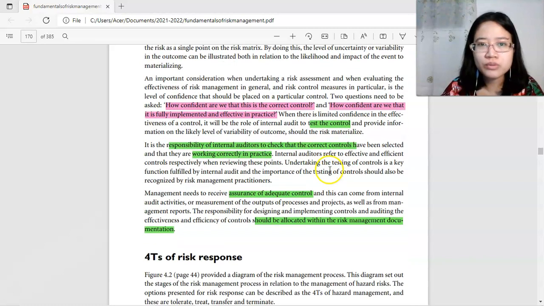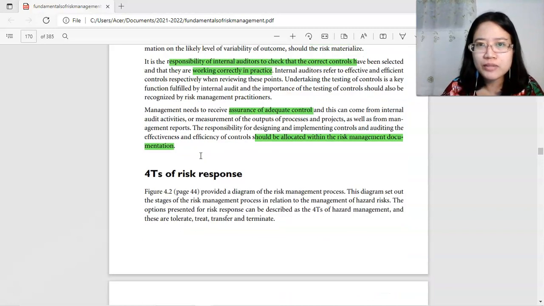Okay. They test the control. Tapos, it is the responsibility of internal auditors to check the correct controls. Tapos, kung sila din ay working correctly in practice. Okay. So, pag may nagkakonduct ng audit, hindi lang naman yung records, hindi lang yung physical assets ang sinacheck nila, pati na rin yung process na yung mga transactions nag-undergo. Okay? So, diba from the occurrence of the transaction to recording with the supporting documents bago pa sila mag-appear sa financial statements ng company. Okay? So, yan.